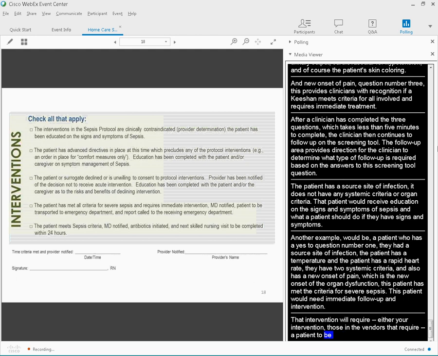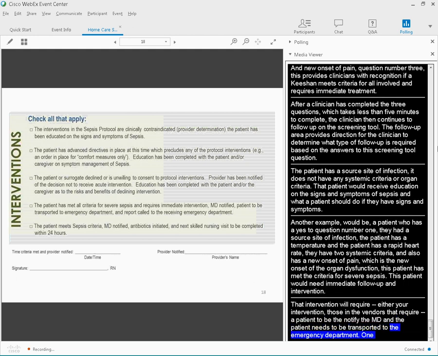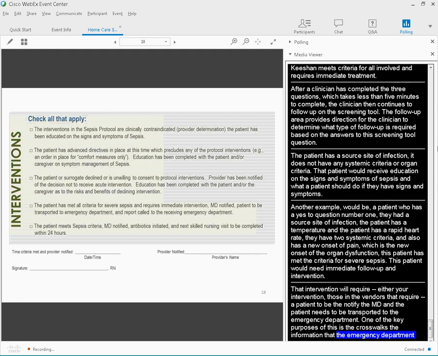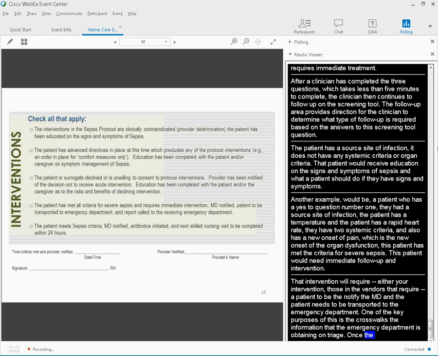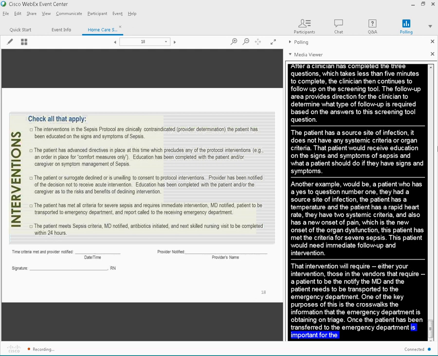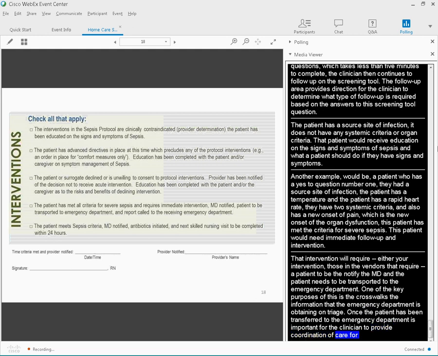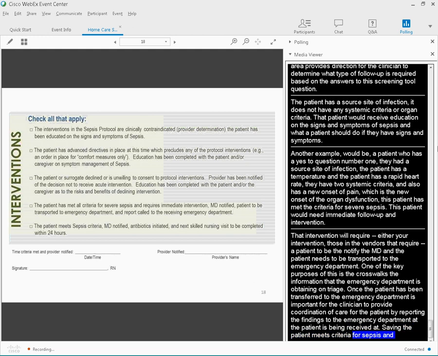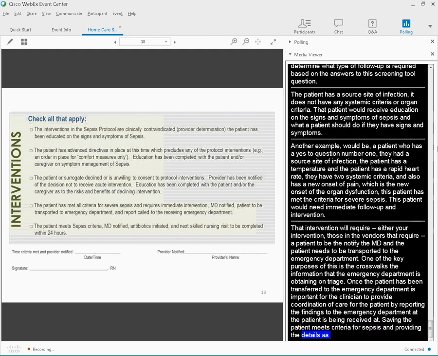One of the key purposes of this screen tool is that it does crosswalk the information that the emergency department is obtaining on triage. Once the patient has been transferred to the emergency department, it is important for the clinician to provide coordination of care for the patient by reporting the findings to the emergency department that the patient is being received at, stating the patient meets criteria for sepsis, and providing the details as to why. This will expedite the patient's treatment.